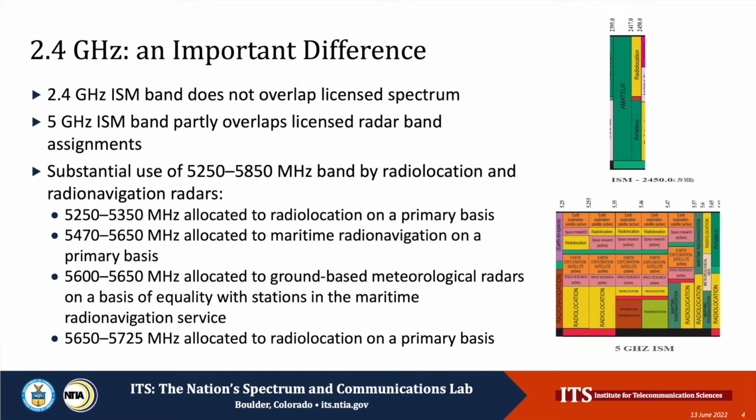Between 5250 to 5850 MHz, there are allocations for radiolocation and radionavigation radars that include radiolocation on a primary basis, radionavigation on a primary basis, ground-based meteorological radars on a basis of equality with stations in the Maritime Radionavigation Service, and between 5650 and 5725, radiolocation on a general primary basis.